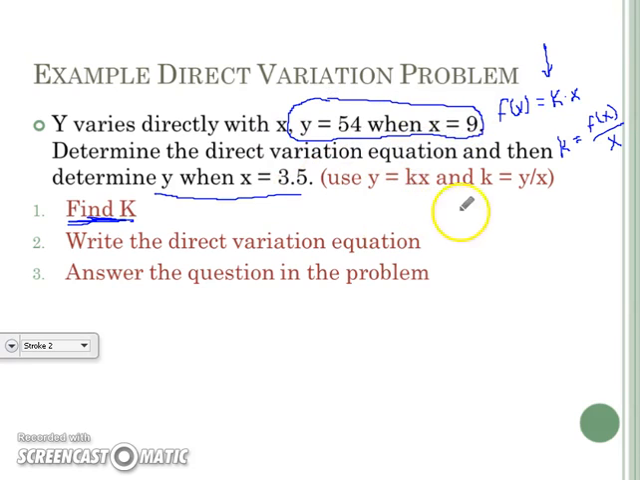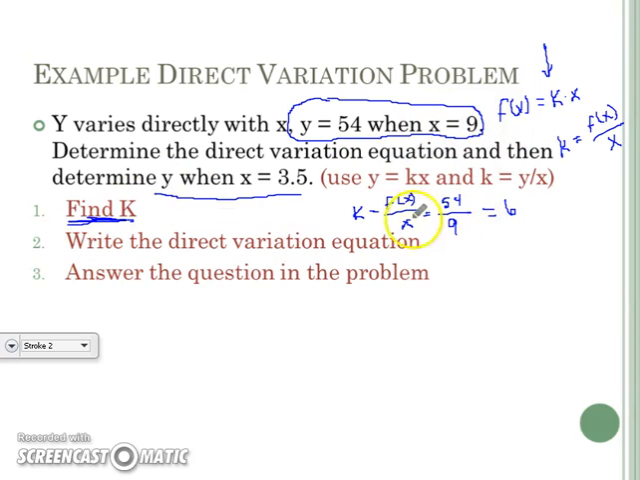So if we were to find k, 54 divided by 9, because k is f of x divided by x. Our f of x value is 54, or y, f of x and y are the same, and our x value is 9, so 54 divided by 9 is 6. So our constant in this entire relation is 6.